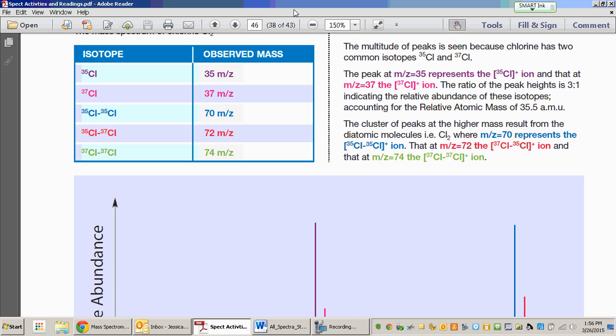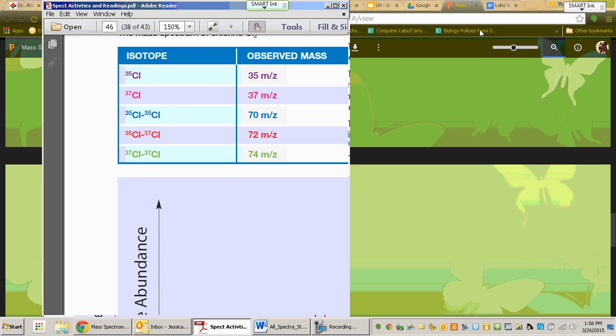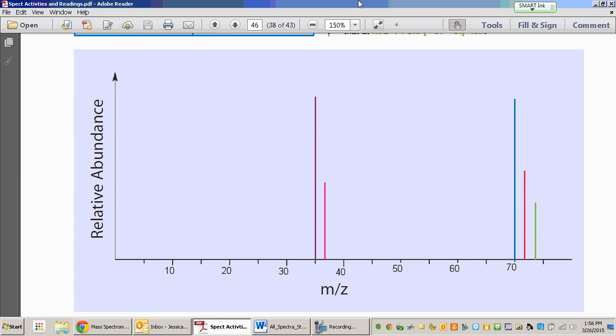And so it's just showing you the peaks. Okay, so this shows the peak for the chlorine 35 isotope, and then this is 37. And the reason why this one down here is at 70 is because this is diatomic chlorine. So the M over Z is the mass to charge ratio. The ratio of charge is Z for some reason.